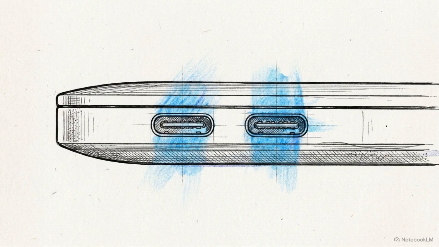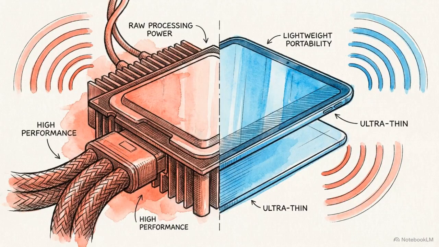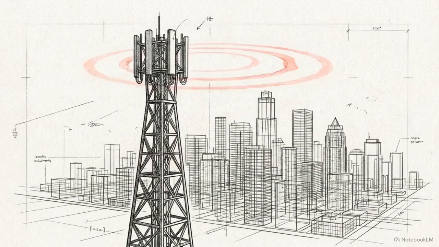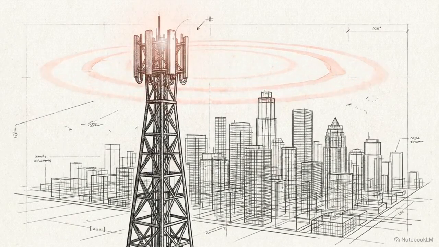Thinness also eliminates room for input and output ports. To connect multiple monitors, external keyboards, or hardwired networks, you must bridge the device through an external port replicator or a dedicated docking station. Every component selection is a calculated trade-off. You are trading raw processing power and physical connectivity for a lighter, smaller footprint. Once the internal hardware is established, the device needs a way to communicate outward.